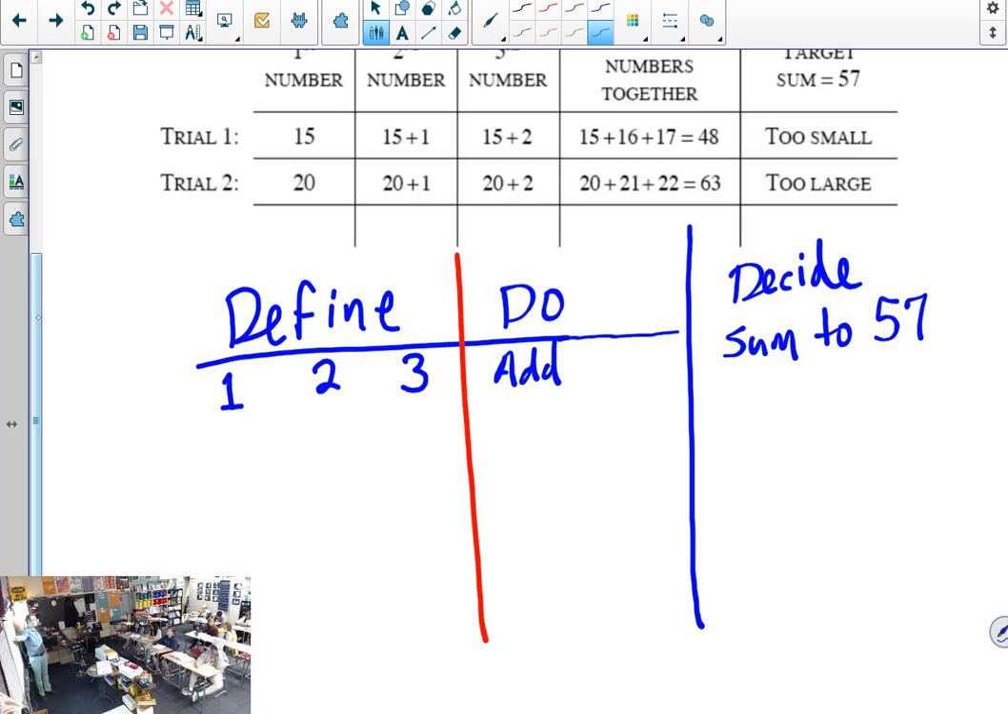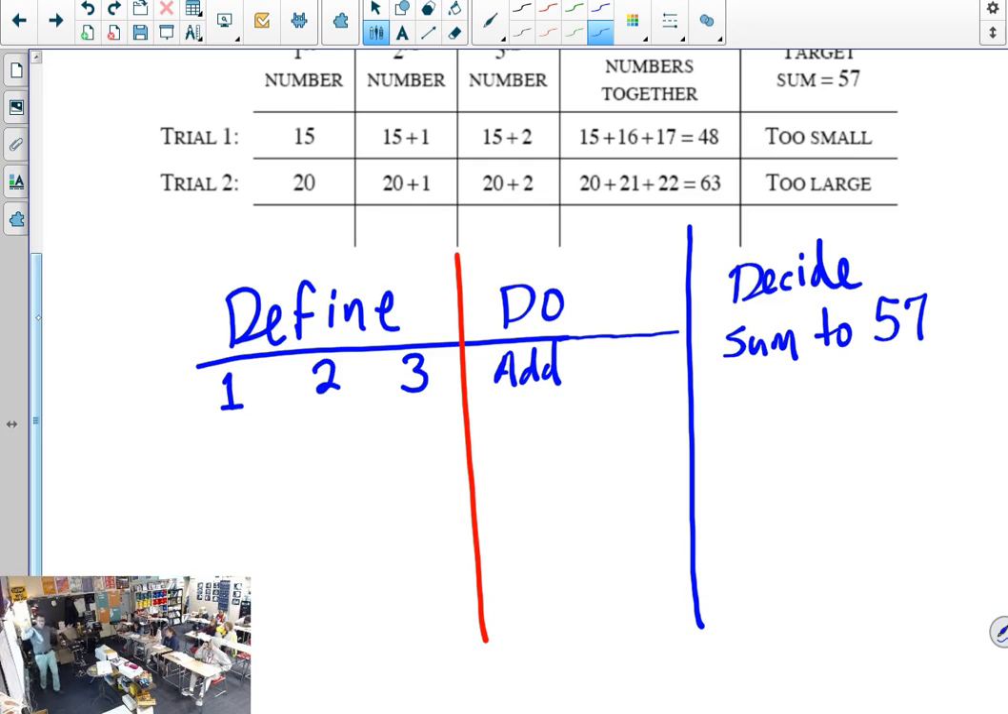Then they tried 20. You made that noise. It's not funny. 20, the next number was, they add those up. Did they get what they wanted? Too big. So if we tried something and we were too small, tried something we were too big, what does that tell me I should try next? Something between them. And thank you for controlling it.